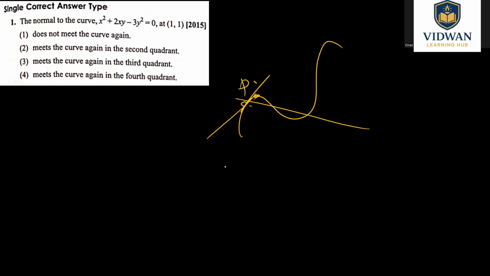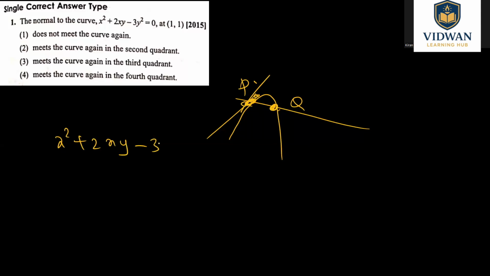If the normal meets the curve again at some point, some random curve I've drawn, so the normal meets the curve again at some point Q. So does this happen or not? Is it meeting or is it not meeting is the question. So what you have to do: P and Q are the points on the curve as well as the normal. That means when you solve the normal and this curve, you are supposed to get their coordinates. So first find the normal. To find the normal, what are we supposed to do? Differentiate the equation of this curve first, you will get the tangent slope.